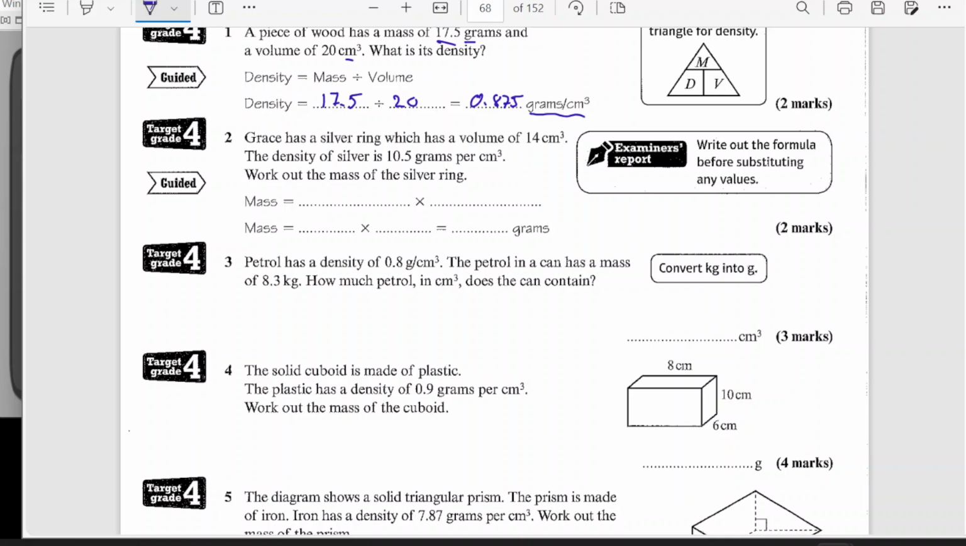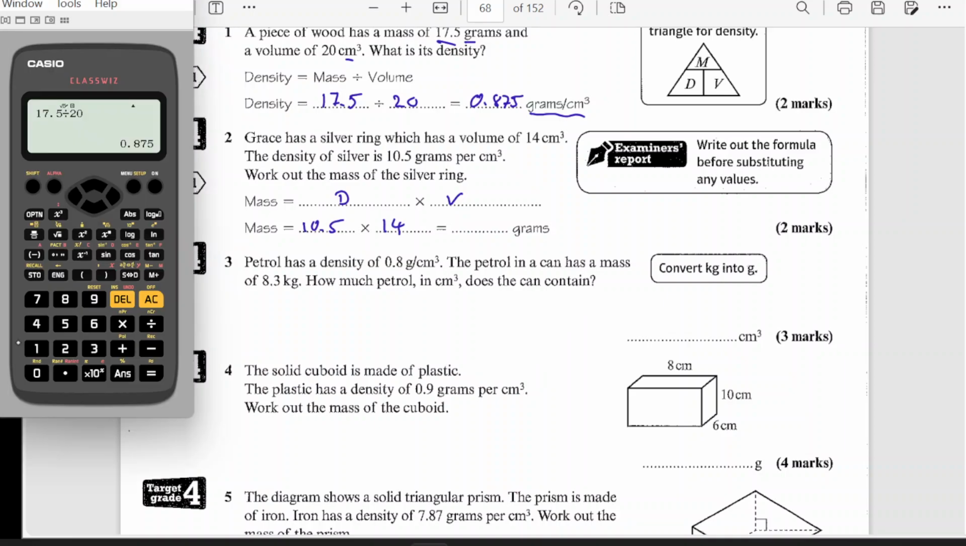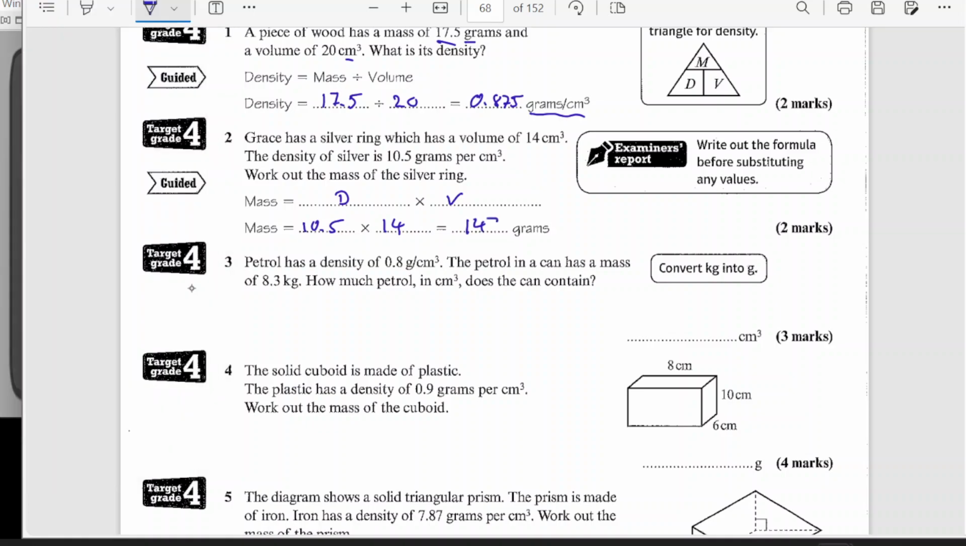Okay, question two. Grace has a silver ring which has a volume of 14 centimeters cubed. The density of silver is 10.5 grams per centimeter cubed. Work out the mass of the silver ring. So if we rearrange our formula, we get mass is equal to density times volume. So we're looking at 10.5 times 14. Again, we'll go to the calculator. 10.5 times 14 is going to give us 147 grams.